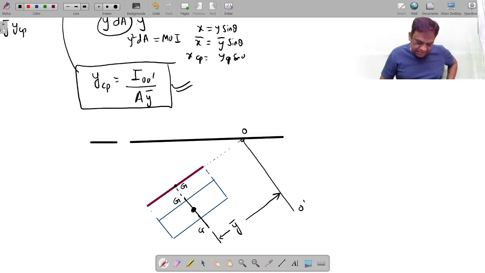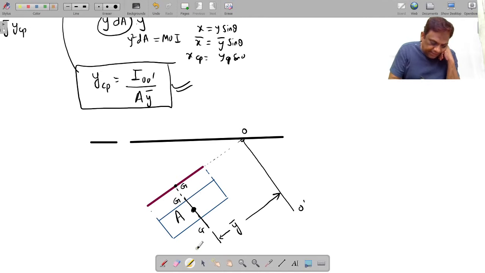Now, my dear students, let the area of this be A. I'm talking about this area. So this area is A. Let it be A. Okay, no problem.